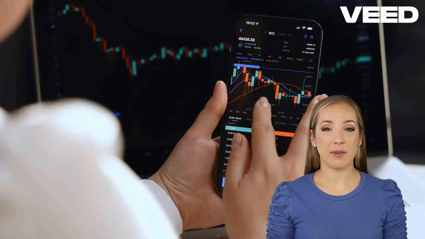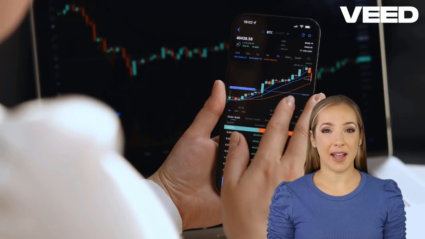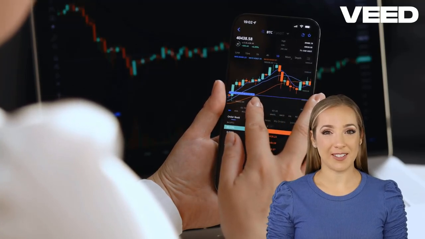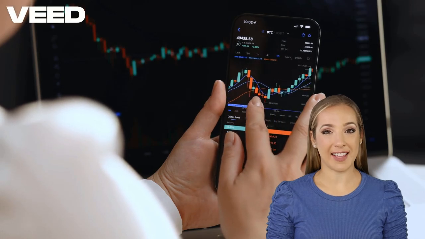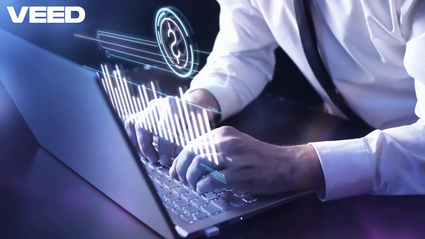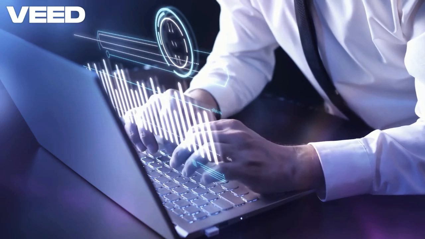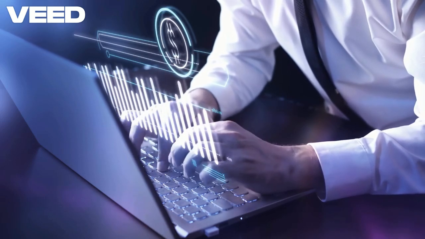First up, we have the moving average. This is one of the most basic yet powerful indicators out there. Moving averages help you smooth out price action and identify the overall trend. There are 2 main types: the simple moving average, SMA, and the exponential moving average, EMA. The SMA gives you the average price over a specific period, while the EMA puts more weight on recent prices, making it more responsive to current market conditions.